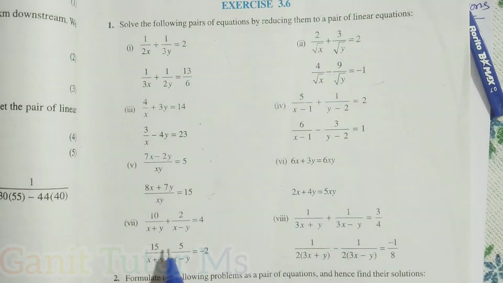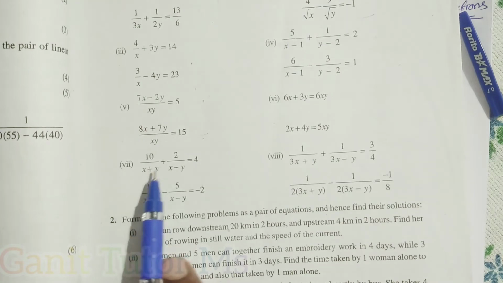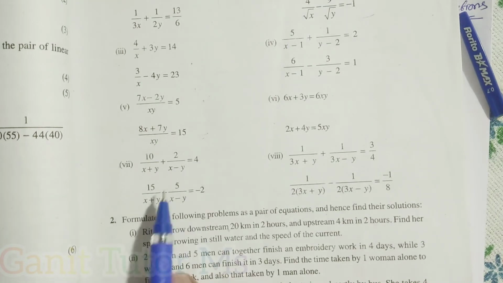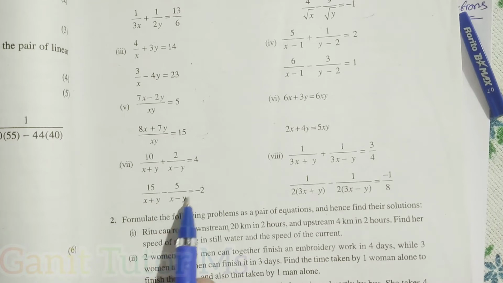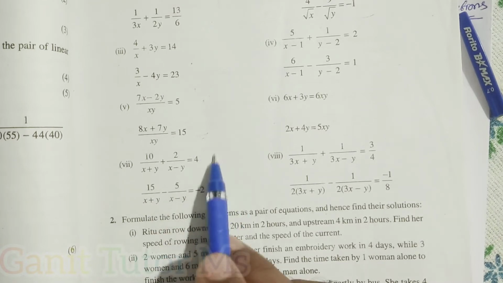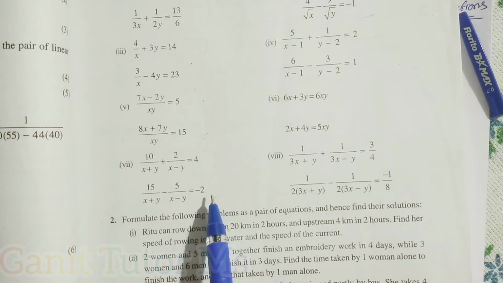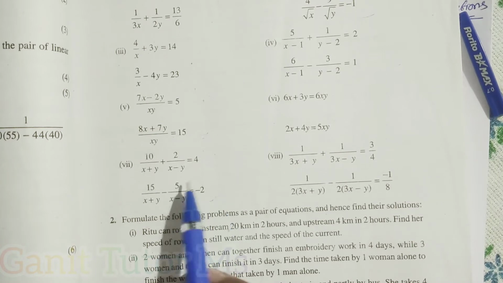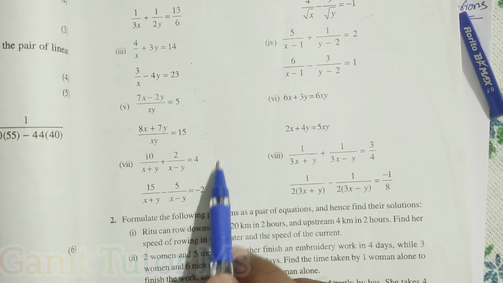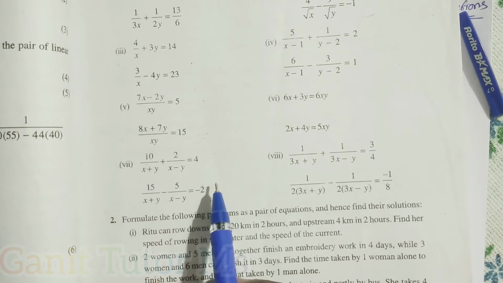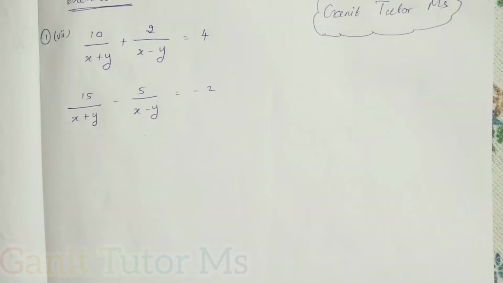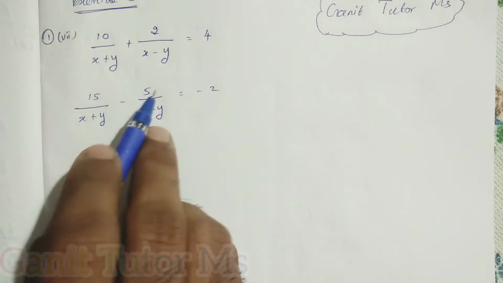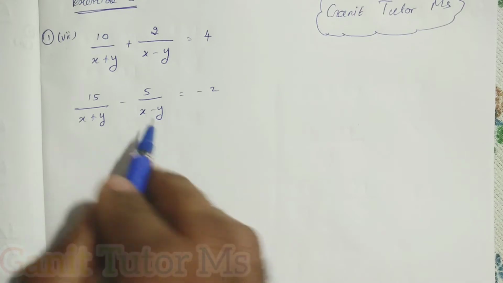Clear? In the 7th problem, they have given 10 by x plus y plus 2 by x minus y equal to 4. Then the second equation: 15 by x plus y minus 5 by x minus y is equal to minus 2. These two are the equations, but they are not linear equations. Now we can convert them into linear ones with a suitable substitution of some other variable. Then we can solve it by, as usual, any algebraic method. So in this problem, first we convert the given equations into linear equation form, right?